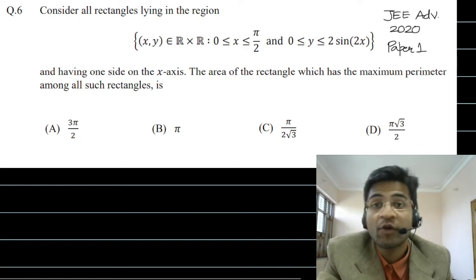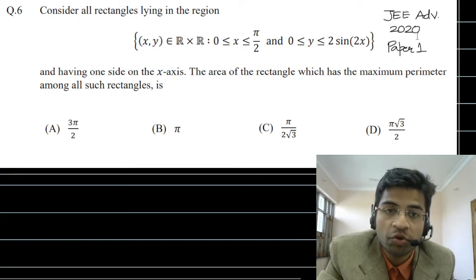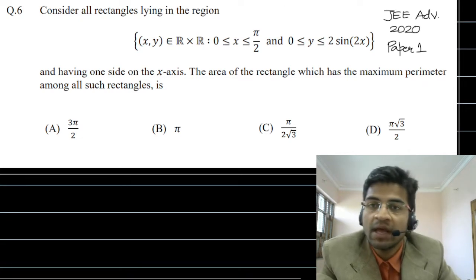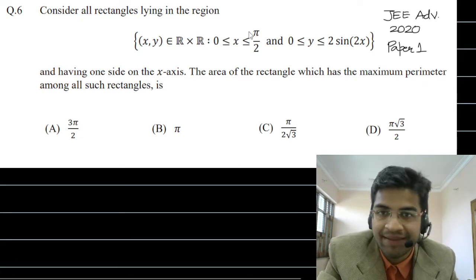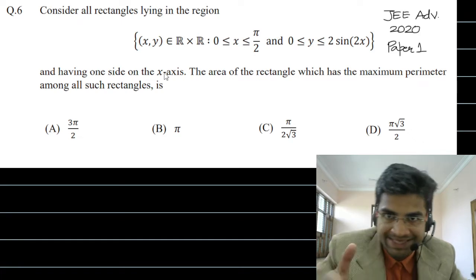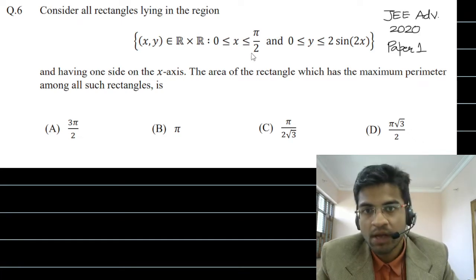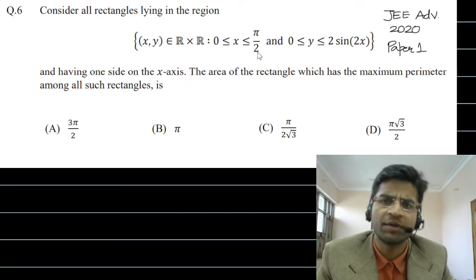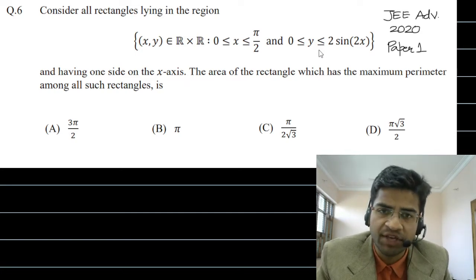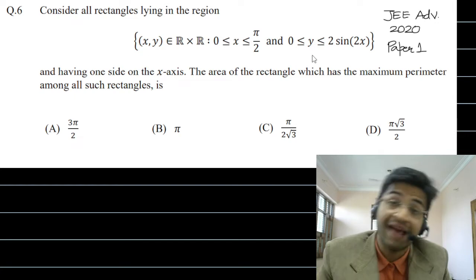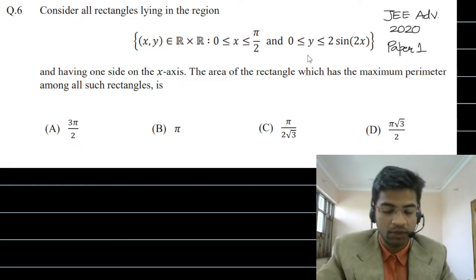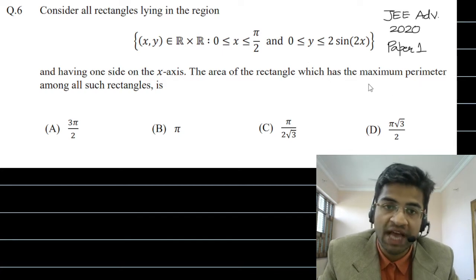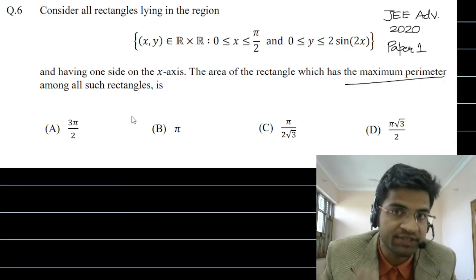In this video, we are going to discuss JEE Advanced 2020 Paper 1 question number 6. In this question, consider all the rectangles lying in the given region, where x is between 0 and pi by 2, including both the ends, and y is between 0 and 2 sine 2x, and having one side on the x-axis. The area of the rectangle which has the maximum perimeter among all such rectangles is.